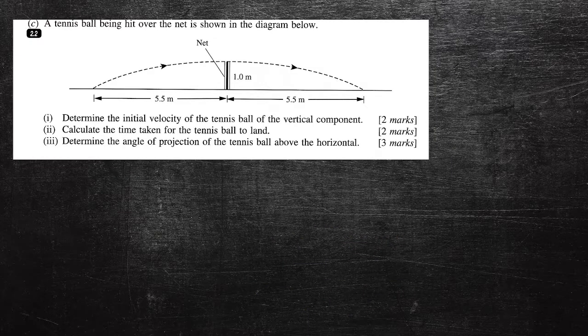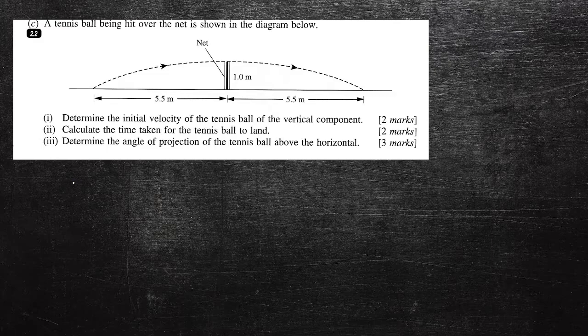For this question, a tennis ball is being hit over the net as shown in the figure below. Number 1, determine the initial velocity of the tennis ball in the vertical component. Number 2, calculate the time taken for the tennis ball to land. And number 3, determine the angle of projection of the tennis ball above the horizontal. We're going to start with number 1.